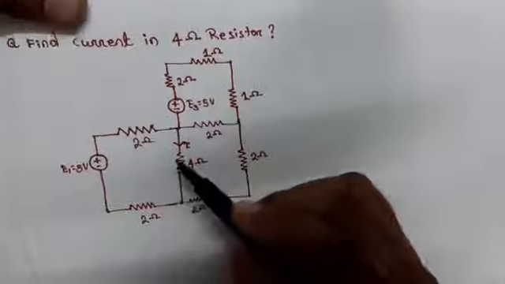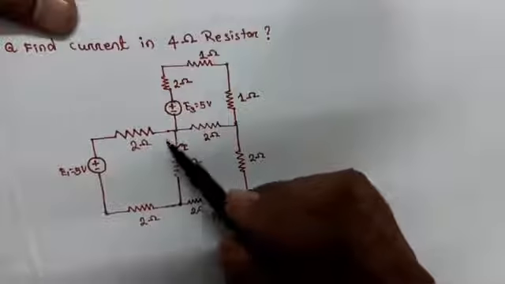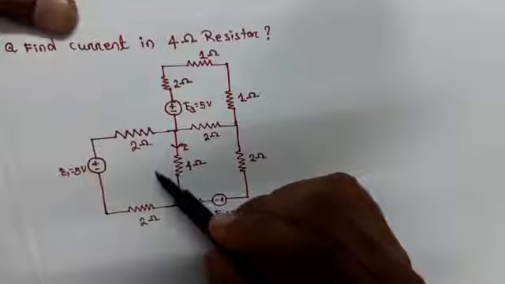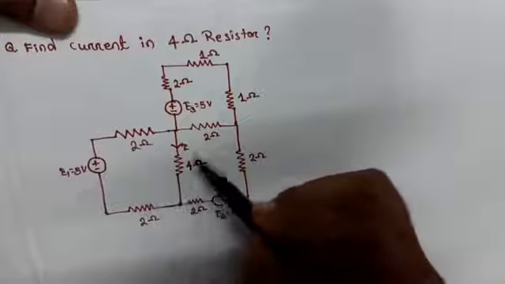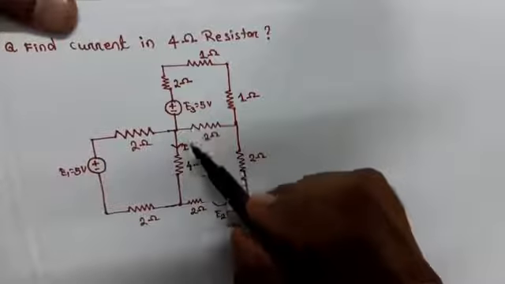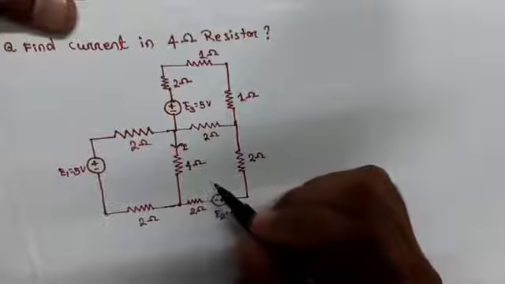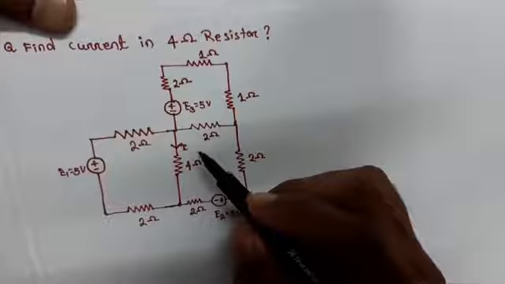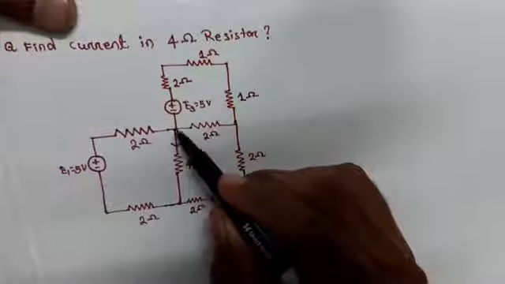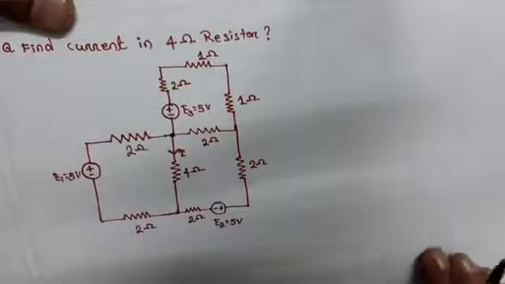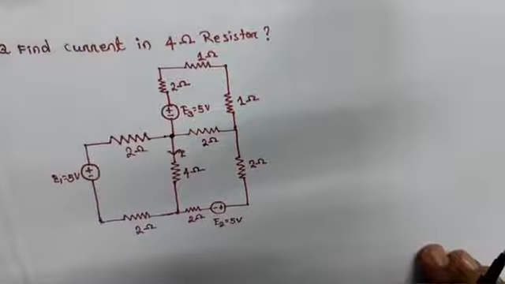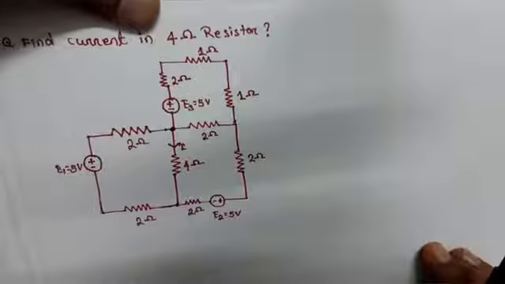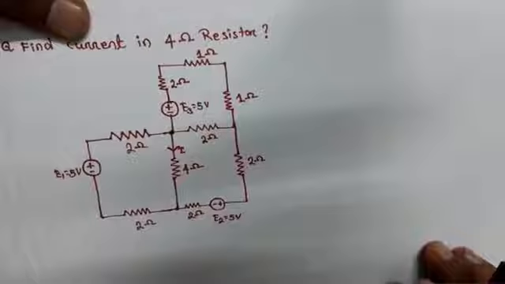Here we can also apply the mesh analysis method, but if we apply mesh analysis it is going to be 3 equations, whereas if we apply node analysis there are 2 nodes, so it will be 2 equations, which is easier to solve. Before applying node analysis you have to find where the nodes are.